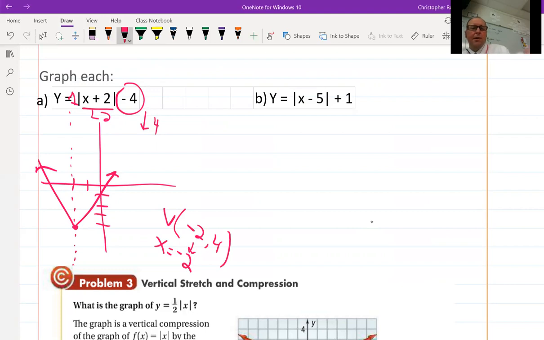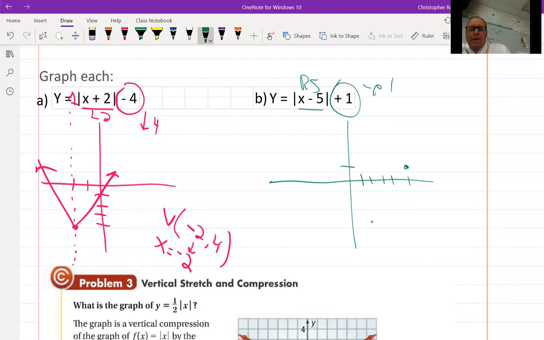All right, let's try the second one. Go ahead and give it a pause if you want to and try it out. All right, welcome back. Let's see if you got the same thing I did. -5, so we're going to the right 5. 1, 2, 3, 4, 5. +1 is up 1. It is the normal graph. So my vertex point was 5, 1. The axis of symmetry, x equals 5. And then a normal 1 for the A value. So I'll just draw a normal V shape on there.